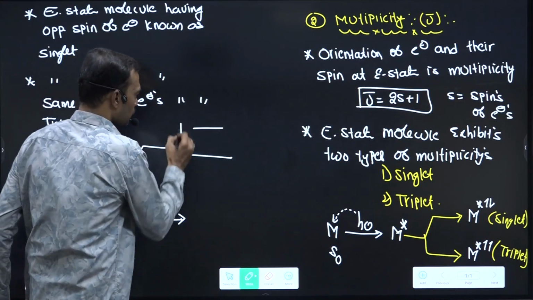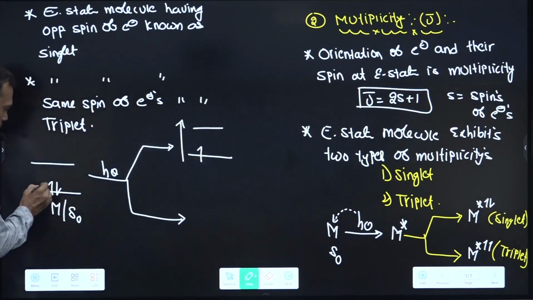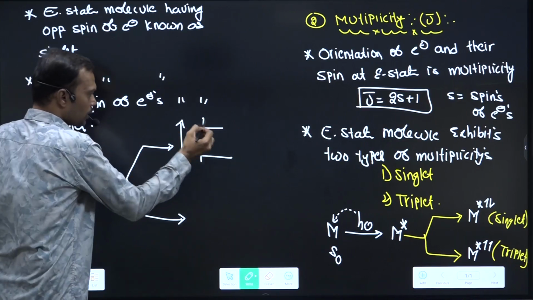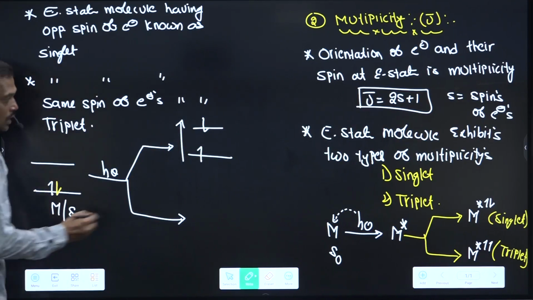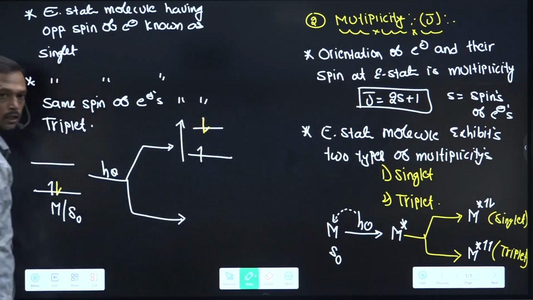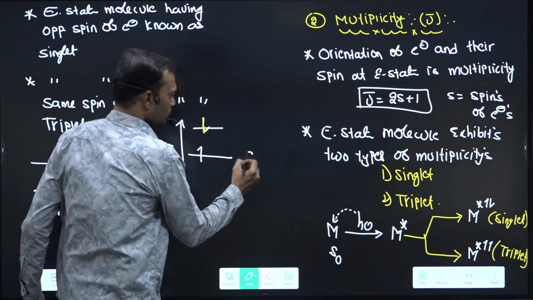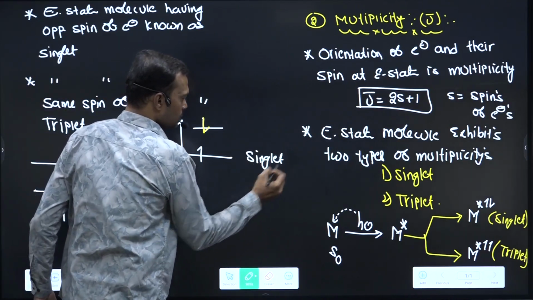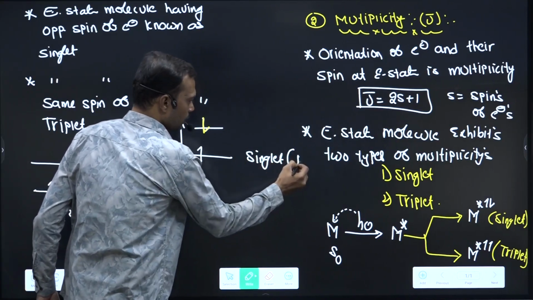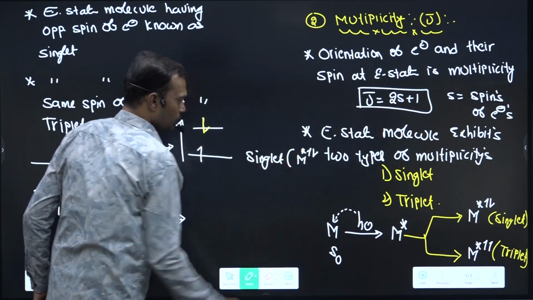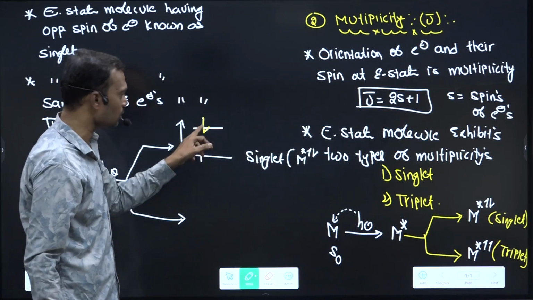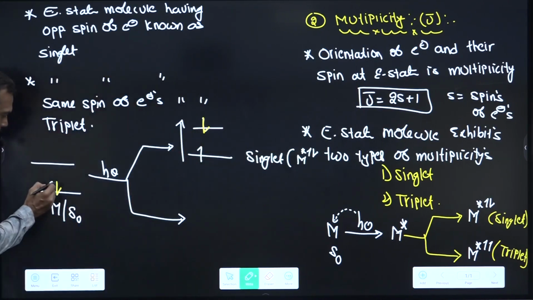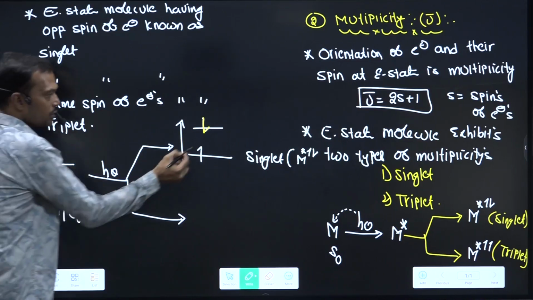In the first case, this electron is clockwise and stays as it is. The other electron is anti-clockwise, and after excitation it is still anti-clockwise. So now this state is called the singlet state. Here M star is represented by clockwise, anti-clockwise. The electron migrates from a lower energy level to a higher energy level with the same spin, anti-clockwise, and after excitation it is anti-clockwise only.